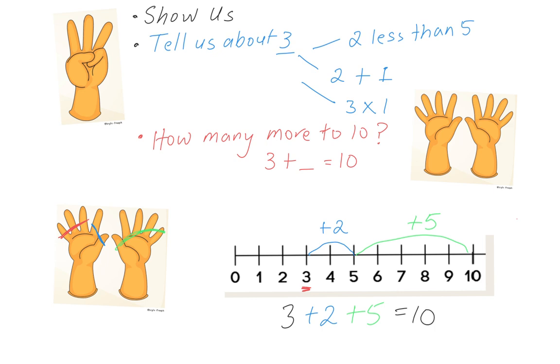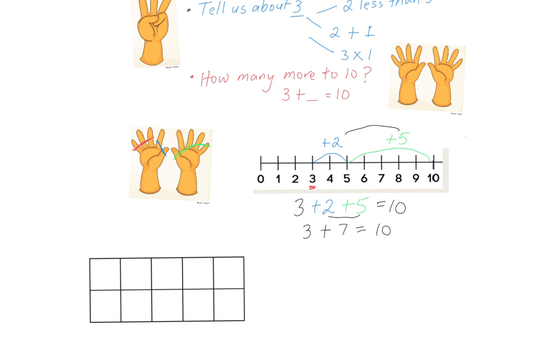And then ultimately we want to re-establish that rainbow fact or number partner to 10. So we have 3 plus 7 equals 10. There's our 7, 2 and our 5. There's our 7 there. That gets us to 10.